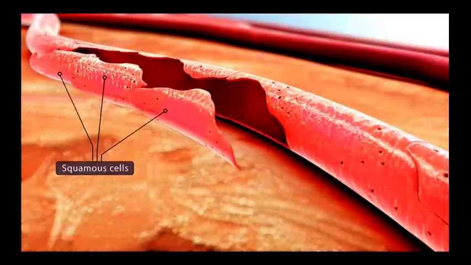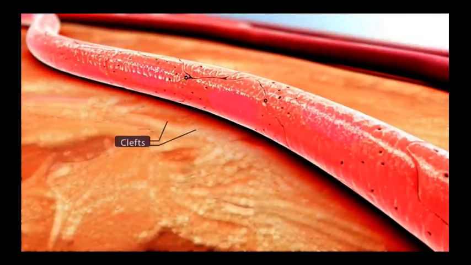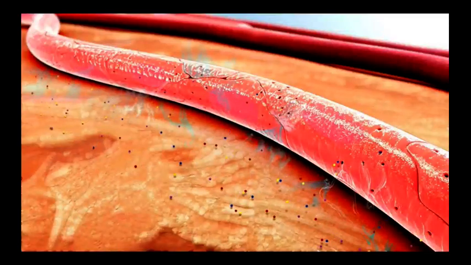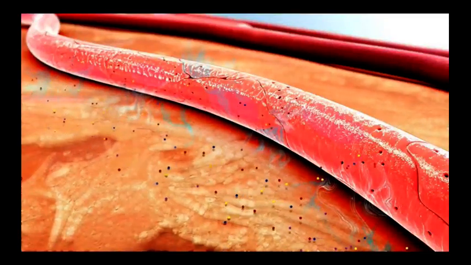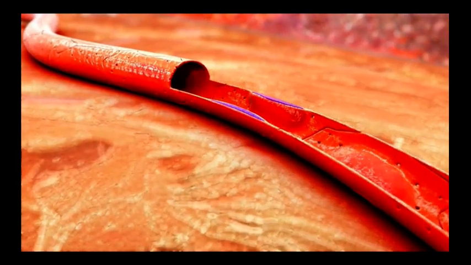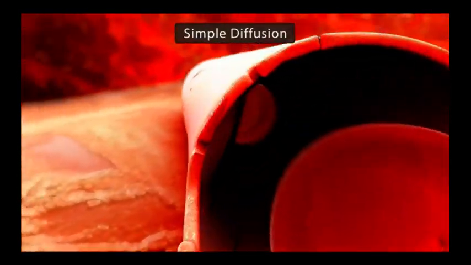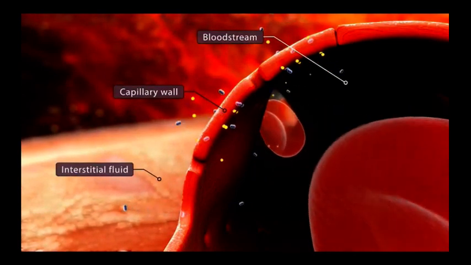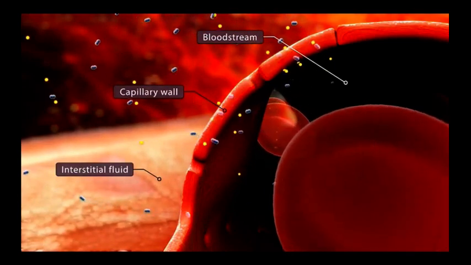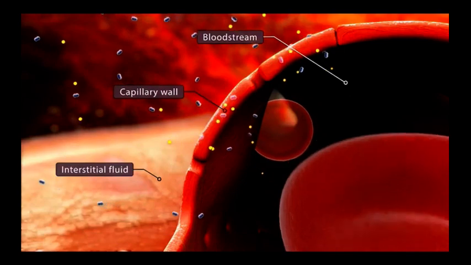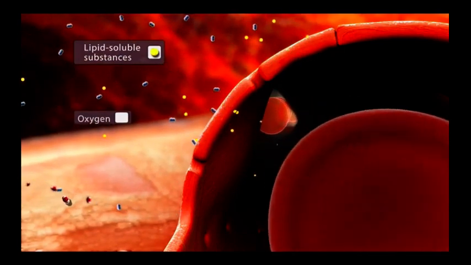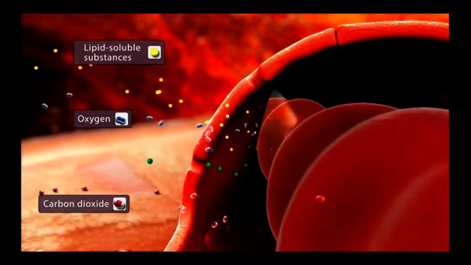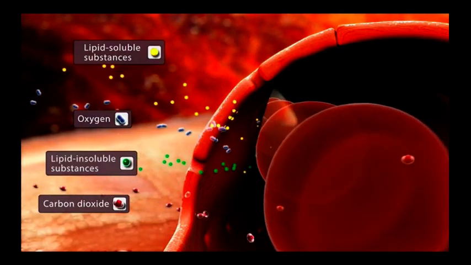Capillary walls are composed of thin squamous cells, which in most cases have pores through which some substances and fluid can pass. Squamous cell epithelium. This allows the exchange of substances between the bloodstream and the interstitial fluid. Simple diffusion is the primary method for exchange of many substances through the capillary wall. Diffusion from the bloodstream into the interstitial fluid, or vice versa, is solely dependent upon the substance's concentration gradient on either side of the vessel wall. Lipid-soluble substances and gases can pass directly through the thin cells of the capillary wall. Lipid-insoluble substances diffuse through pores in the capillaries.